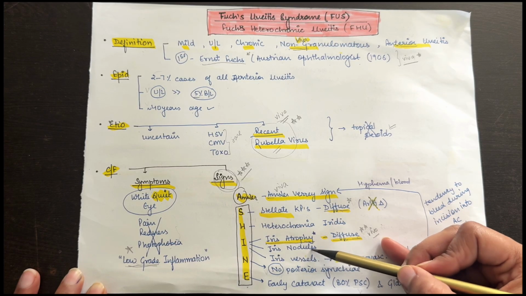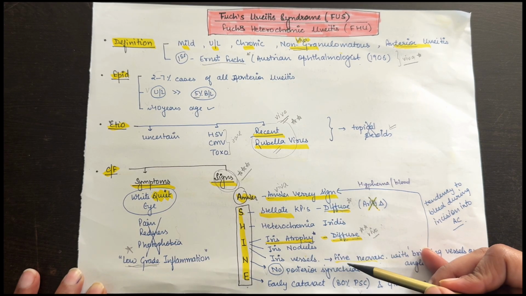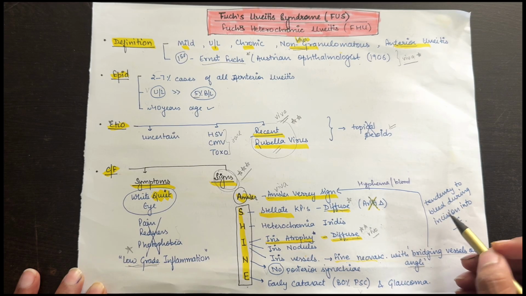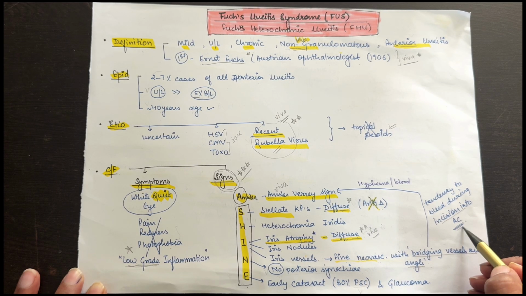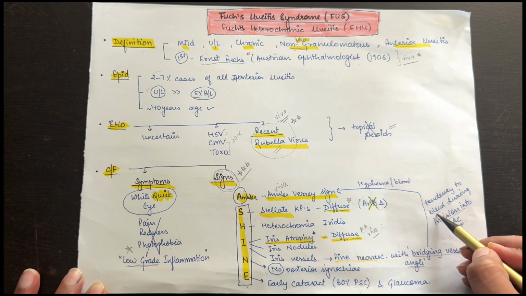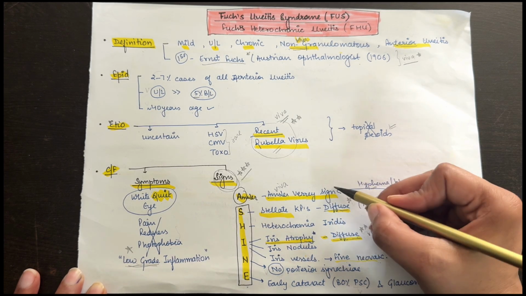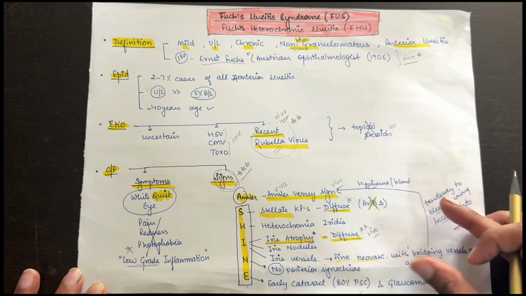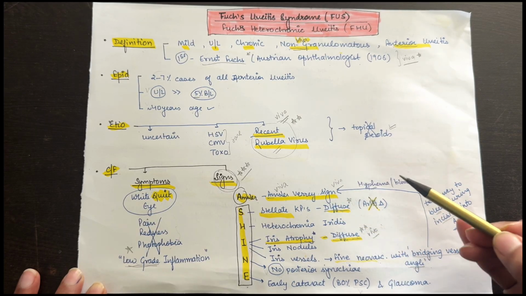Then iris nodules like Koeppe and Busacca nodules, iris vessels. Now there are fine neovascularization with bridging vessels over the angle. And that's how when a surgeon goes into the anterior chamber, they have a tendency to bleed and it comes as hyphema. And this is known as Amsler sign. So this is an important Viva question also and very important to write in exam. The examiner is looking for all these words which I am telling you.